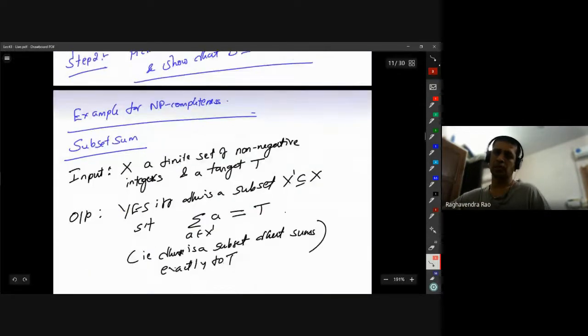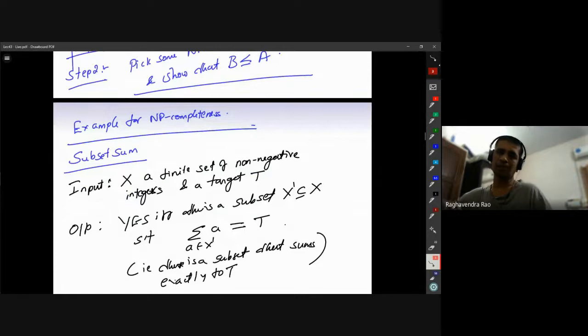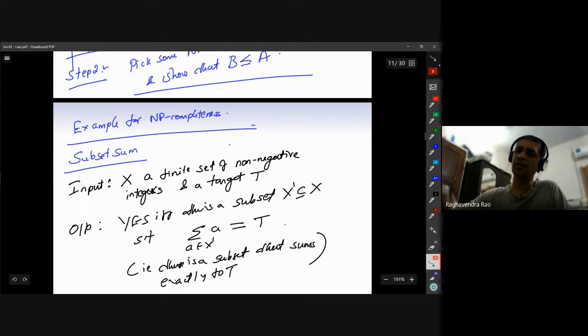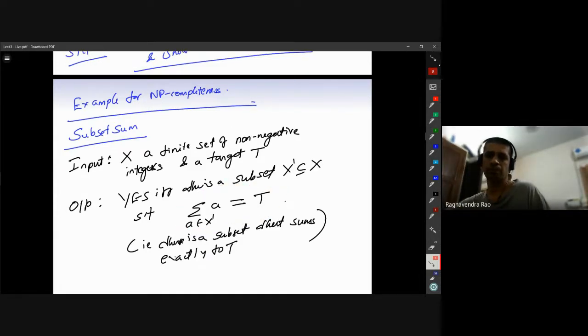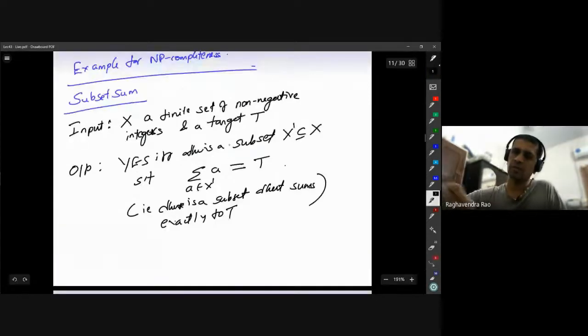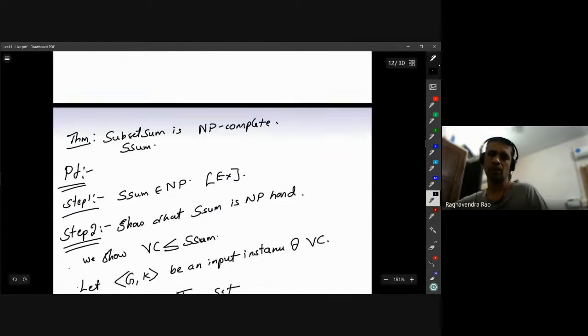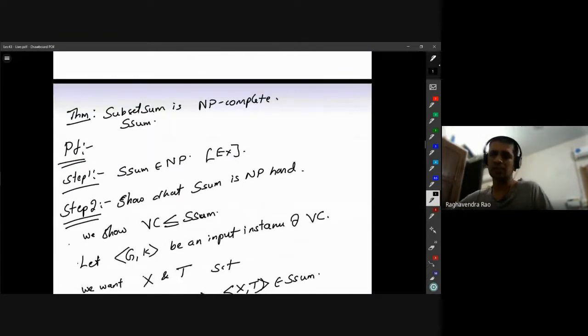So that is the definition of reduction. We are looking at this subset sum problem, which is a kind of restricted decision version of an abstract problem. We are given a finite set X of non-negative integers and a target value t. We want to output yes if and only if there is a subset X prime of X which adds up exactly to t. It should be exactly. So the theorem is subset sum is NP complete.